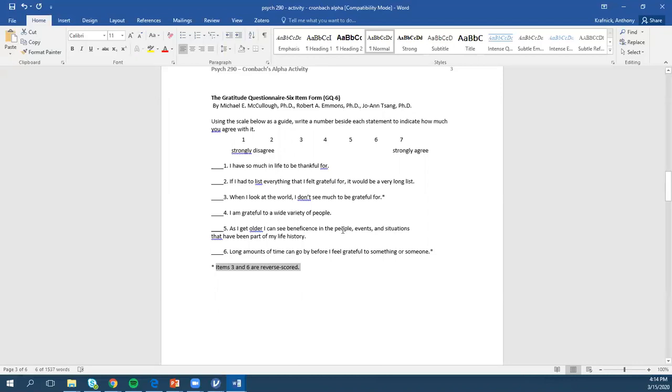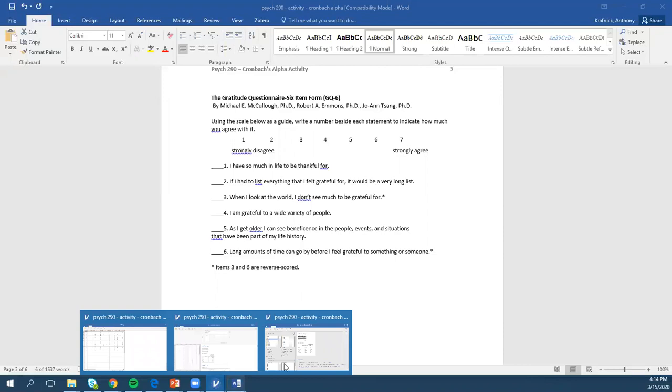And it's also asking you about people, events, and situations all in the same question. So maybe there's a little bit of complicatedness to this question, and maybe you could even say that it's double-barreled if you would think that people, events, and situations could have different answers for a given person, right? So that could be something that's going on here.